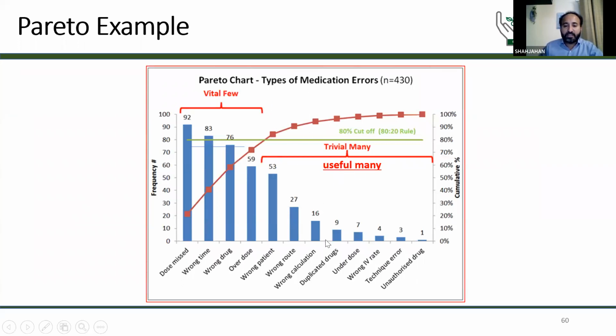You can see the types of medication errors that happen. Dose missed 92, wrong time 83, wrong drug 76, order overdose 59. There are also many other problems here, such as wrong IV rate and techniques. But now with this cumulative frequency, we will calculate the vital few. These are the 4 problems. If we solve these 4 problems, it will decrease medication errors by 80%. This is known as the Pareto chart: by this we find out what the main problem is, so we can solve it.